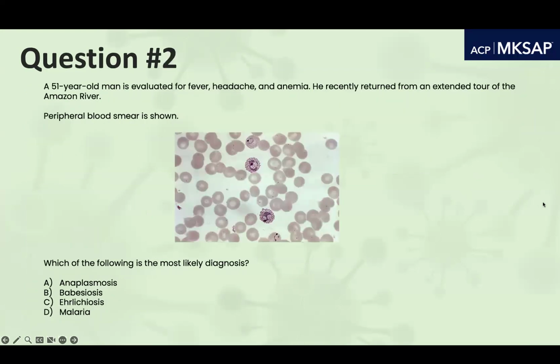Next question. A 51-year-old male is evaluated for fever, headache, and anemia. He recently returned from an extended tour of the Amazon River. This is an image of his peripheral smear. What is the most likely diagnosis?